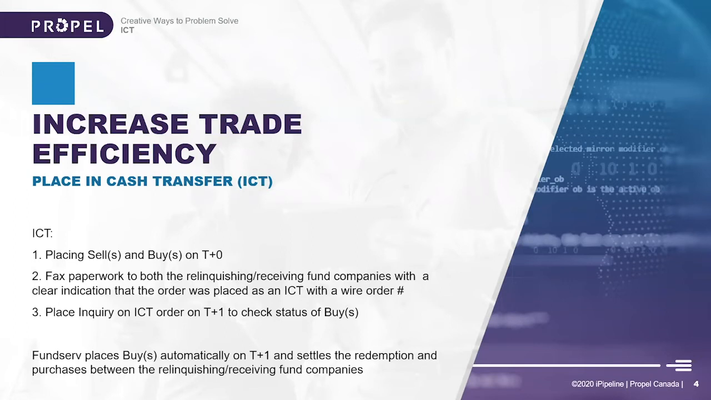So what happens in the background is that WealthServ will place the buys automatically on T+1 once the redemptions are settled by the relinquishing fund company, and you don't have to follow up on any subsequent buys or wait for a check, etc. So this applies to RSP, for example, RSP to RSP transfers or open to RSP. There are a number of different transfer types that WealthServ allows for ICT.